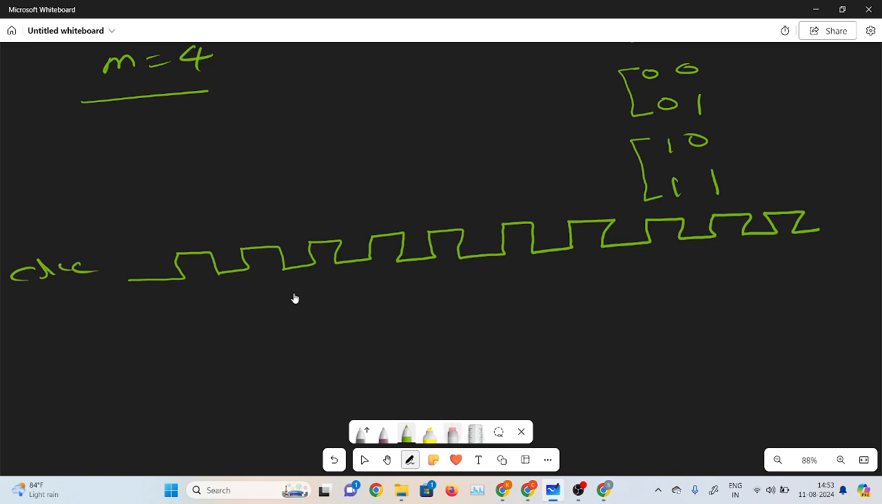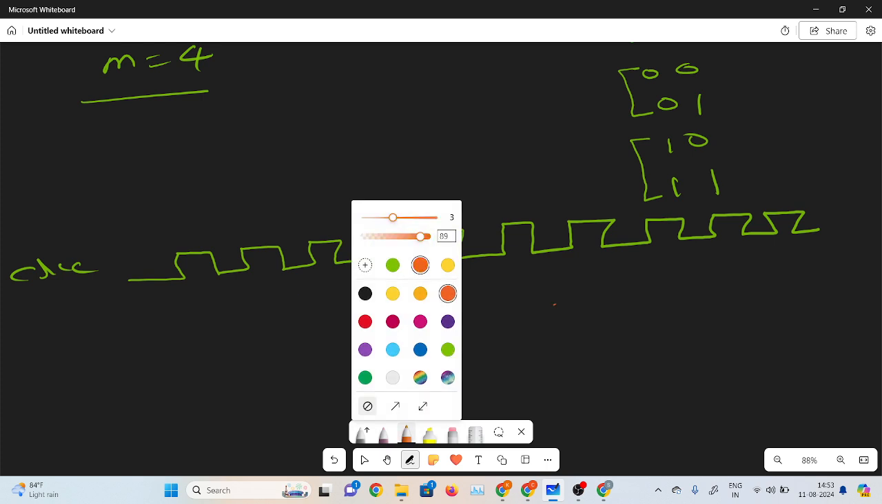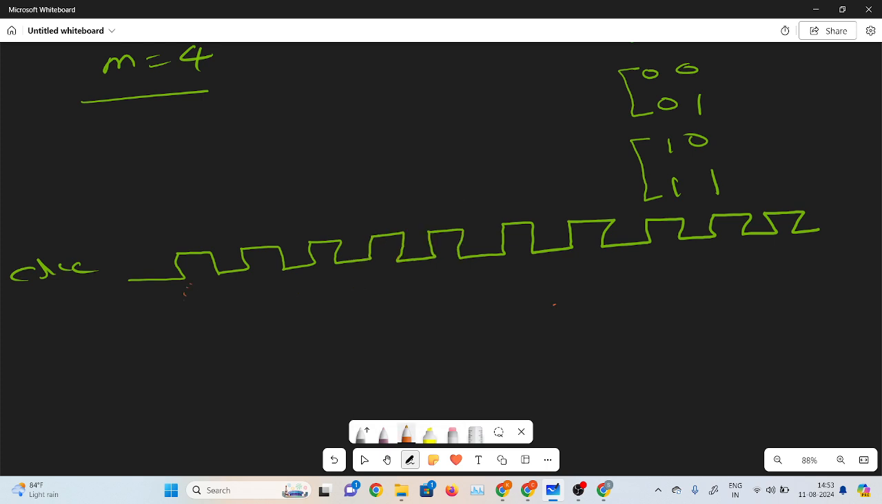Now, according to that, for the first two clocks it will be 0. This is clock 1, and this is clock 2. So for the first two clocks it will be 0, and for the next two clocks it will be 1. After that it will repeat: 0, 0, then 1, 1, and again it will repeat.